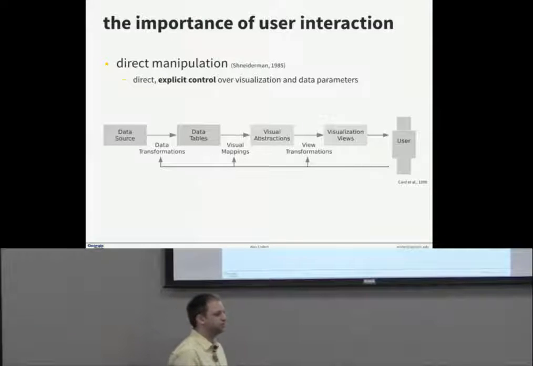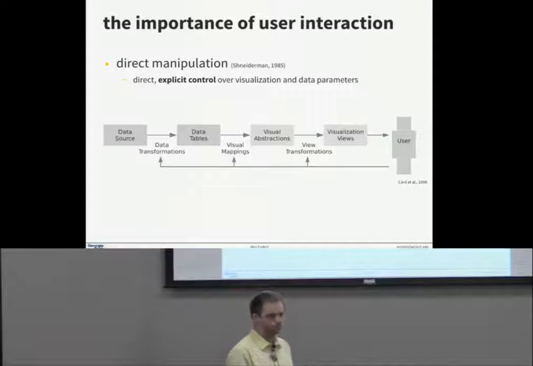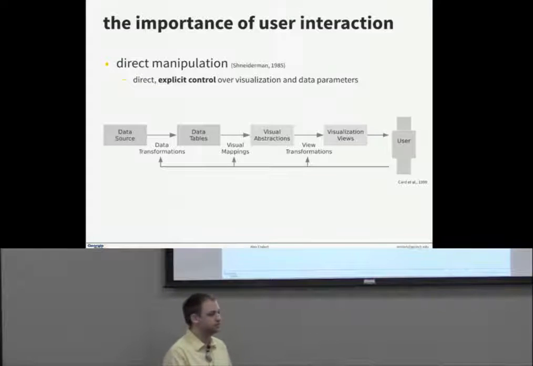And I'm using these examples, but you can assume there are many other more complex visualizations as well. And the key here, and you'll see this going forward, is that these afford direct, explicit control over these kinds of parameters. So over the parameters of what kinds of data transformations, what kinds of visual mappings, what kinds of view transformations.